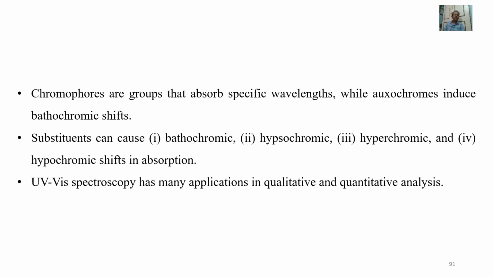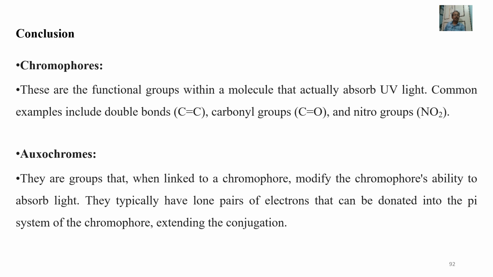Chromophores are groups that absorb specific wavelengths, while auxochromes induce bathochromic shifts. Substituents can cause bathochromic, hypsochromic, hyperchromic, and hypochromic shifts in absorption. UV spectroscopy has many applications in qualitative and quantitative analysis. Conclusion. Chromophores are the functional groups within a molecule that actually absorb UV light. Common examples include the double bond C=C, the carbonyl group C=O, and the nitro group NO2.